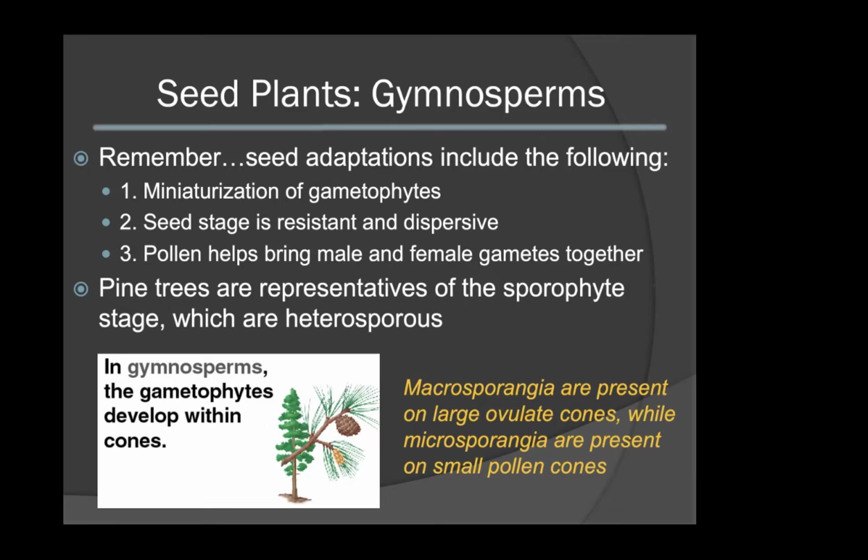Pine trees themselves are representatives of the sporophyte stage. Remember, these are also considered to be heterosporous, which means that they will produce macro as well as microsporangia. In gymnosperms, the gametophytes develop within the cones. Macrosporangia are present in large ovulate cones, which are depicted in brown in the image to the left, while the microsporangia are present on smaller pollen cones. These are depicted in beige in the diagram.